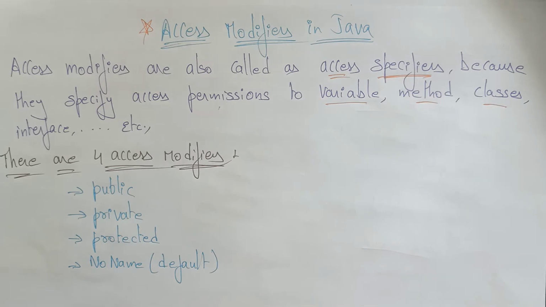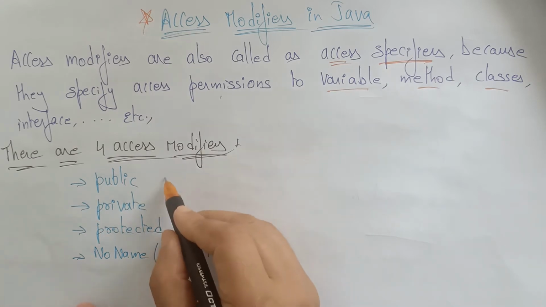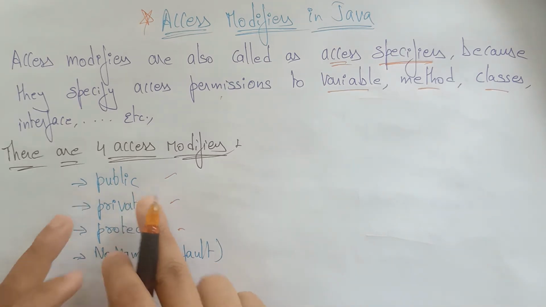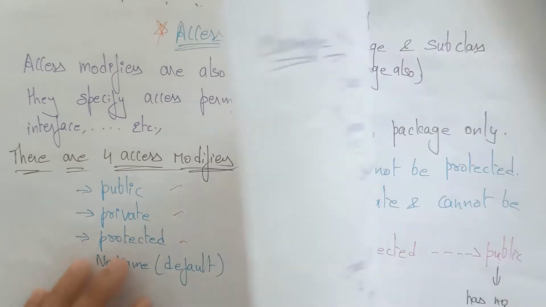By using these access modifiers, there are four types. Public, private, protected are names, and no name, default, is also a modifier. If you didn't give any name, that is also a modifier, because a class or method or variable is going to do some task. So if you declare it as public, it's a public modifier. Private, protected and no name. So these are the four types of modifiers.